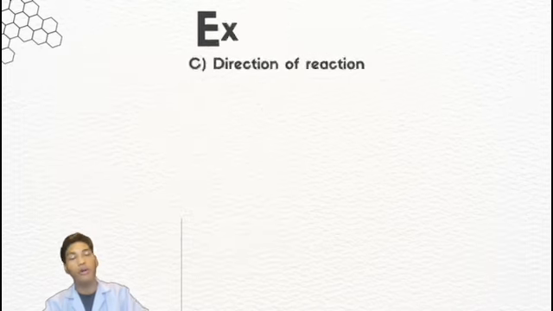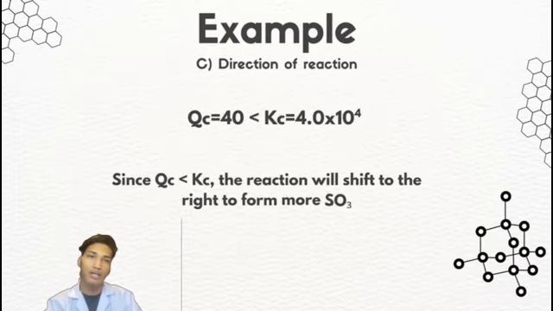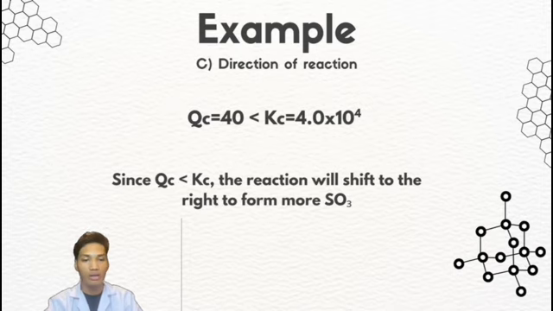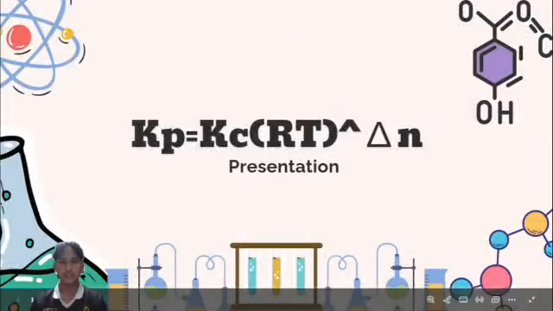So for part C, the direction of the reaction: since Qc is 40 and Kc is 4 times 10 to the power of 4, Kc is bigger than Qc. Since Qc is smaller than Kc, the reaction will shift to the right to form more SO3.